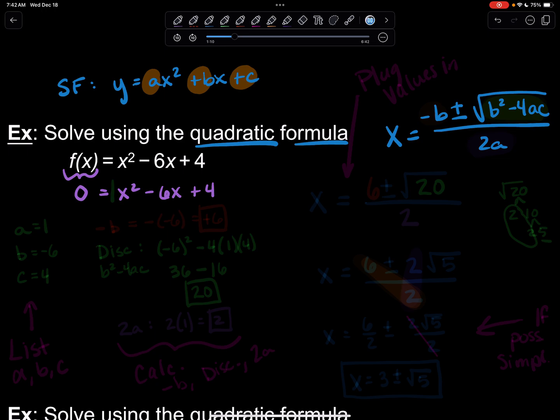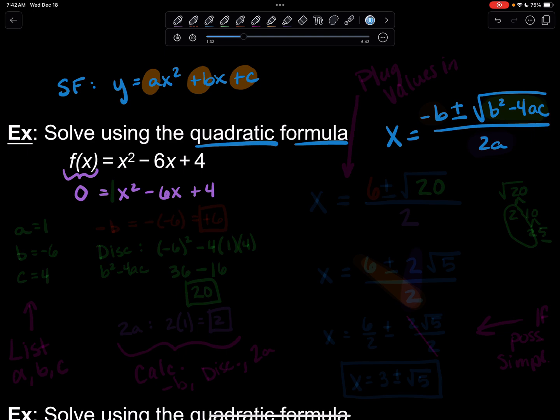So I'm going to go ahead and take that function notation out, the f of x, which is the same thing as y, it's just a fancy way of writing it, and I'm going to replace that f of x with 0. So now I can go ahead and solve for when the graph is crossing the x-axis. I'm trying to find the x values for when y is 0.